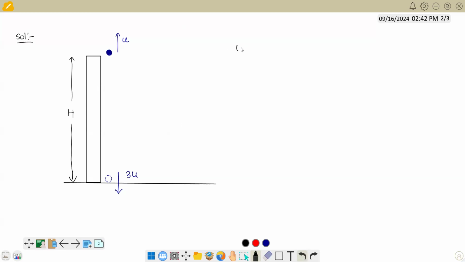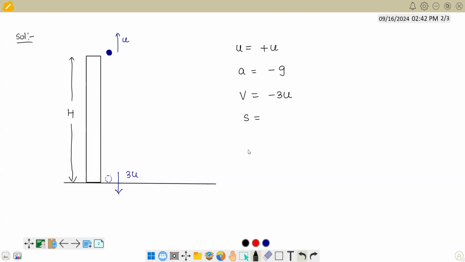We know initial velocity is plus u because it is pointing upward. Gravity will always pull it downward, so acceleration is minus g because gravity will always try to pull the stone downwards. Final velocity on reaching the ground, it is pointing downward, so minus 3u. Whatever is pointing downward, we take negative. Gravity is downwards, so negative. V is negative. Initial velocity is positive.